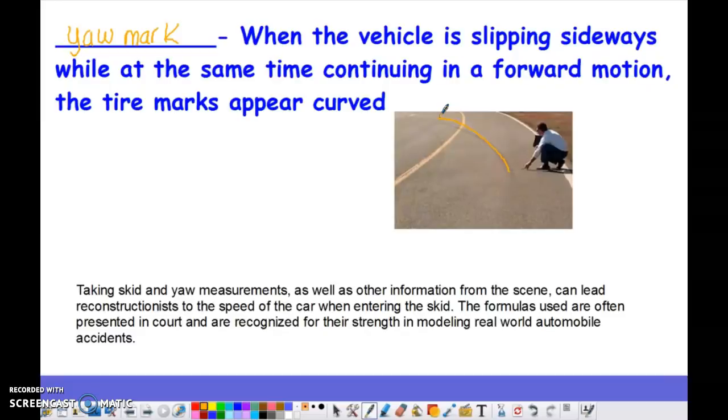And a lot of times if things are presented in court, they have reconstructionists come in and they talk about their findings. They're very highly regarded.